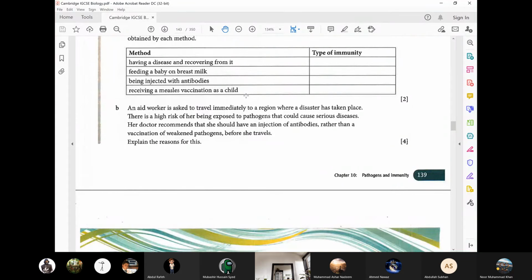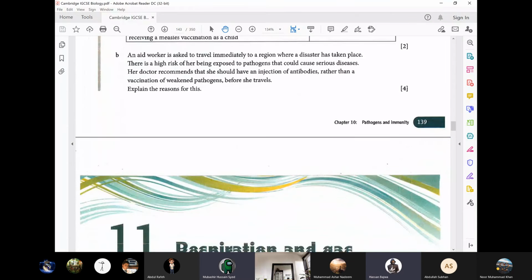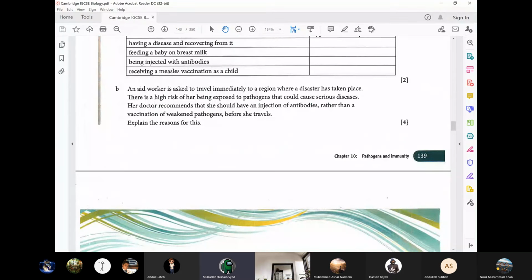But the ones who got infected and recovered have natural active immunity. And people like me or others who have got the vaccine have active immunity, but our active immunity will be called artificial active immunity. Understood, everyone? Yes, sir. Next question.